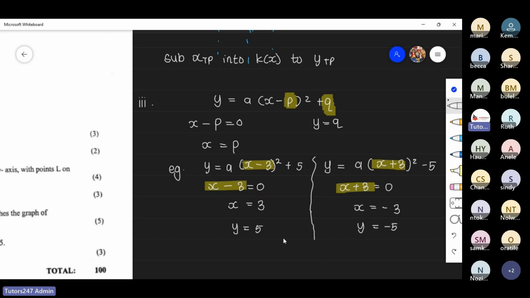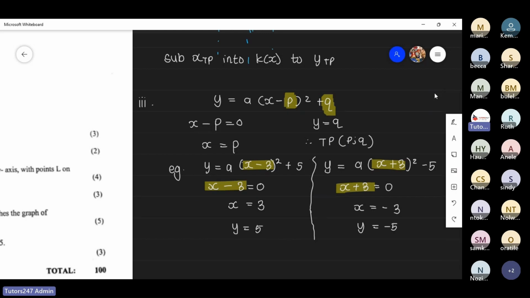It's only the x value or the p value, whichever you want to remember it as, that you need to change the sign. Okay, now our turning point coordinate here would just be the value of p, then the value of q. So those are the three methods that we can make use of.